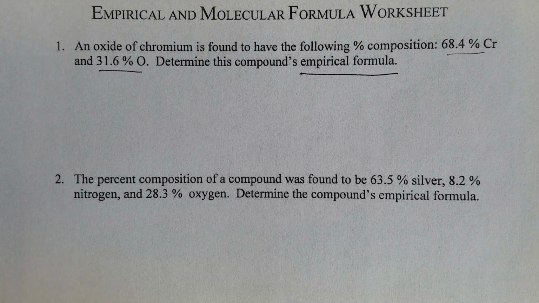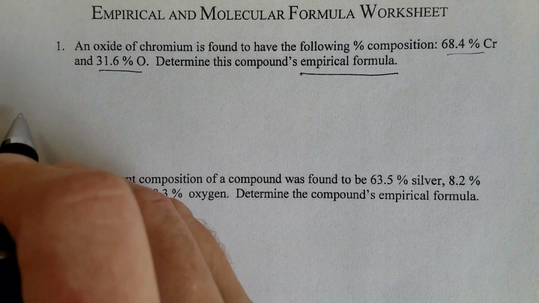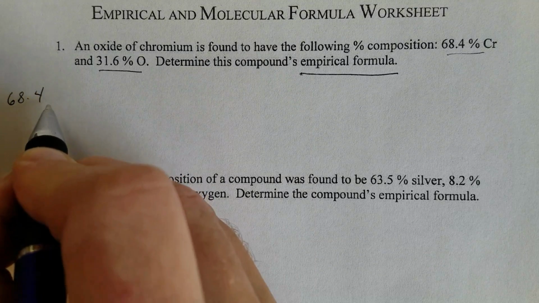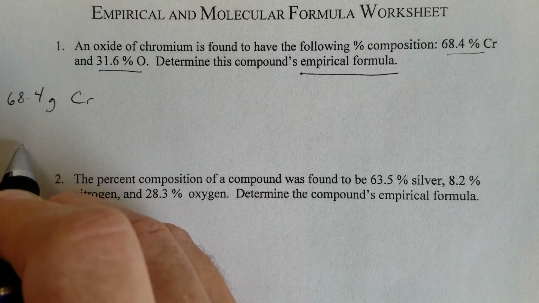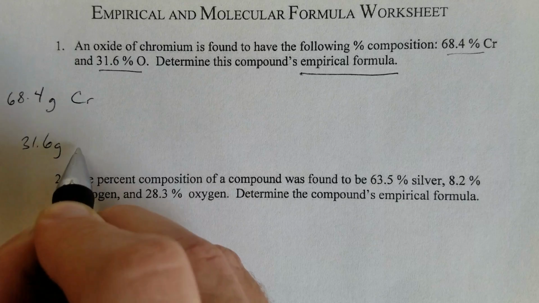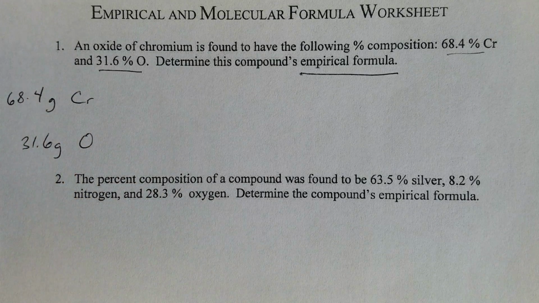that we have 100 grams of chromium oxide. That would mean that we have 68.4 grams of chromium and 31.6 grams of oxygen. Now, because chromium and oxygen have different atomic masses, we can't do a whole lot with them while they're in grams. It's difficult to compare them when they've got different atomic masses. So we're going to have to put these numbers into a unit that will allow us to compare the two.